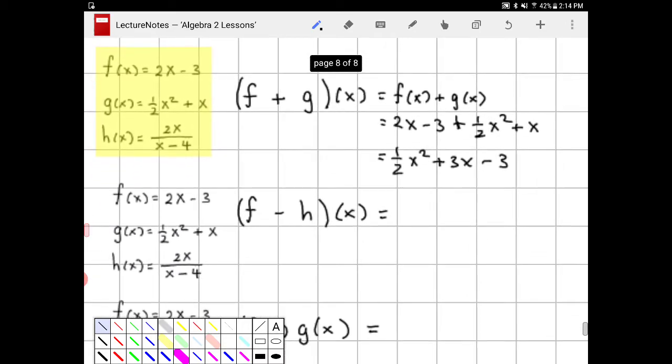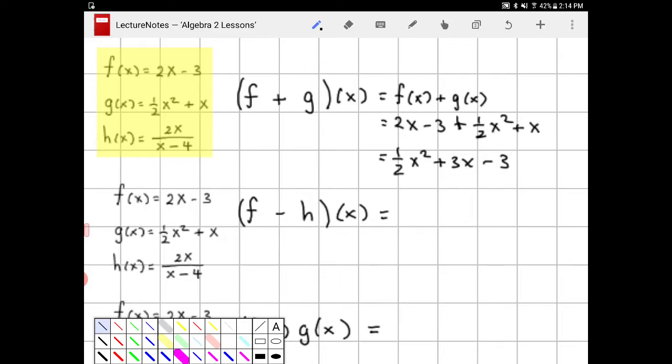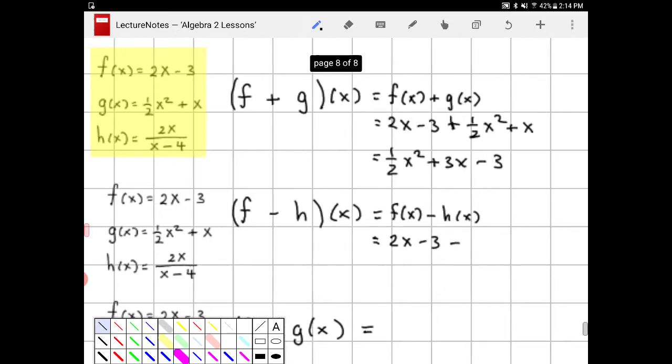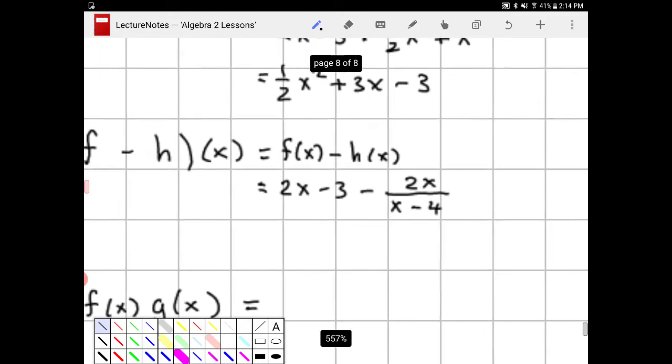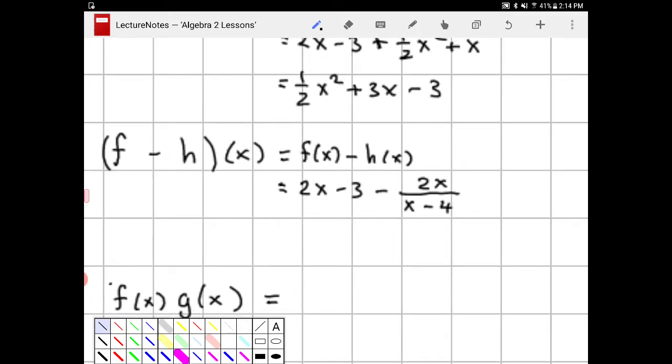Let's move on to the next one. I want to now subtract f and h. So how are we going to do that? Well, that's exactly what it says. This is interpreted as f of x minus h of x. So this is the same thing as 2x minus 3 minus 2x over x minus 4. We want to subtract these two things, even though it's expressed like a fraction. It is a fraction. We are going to subtract these two by creating common denominators.